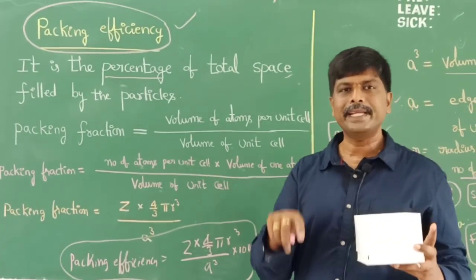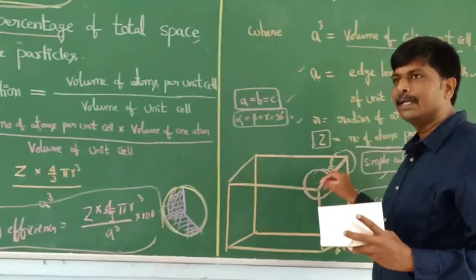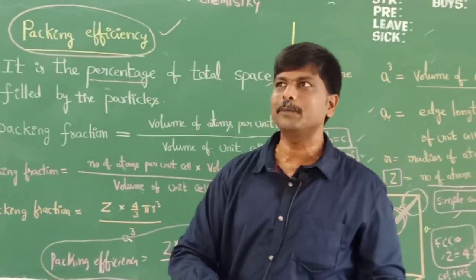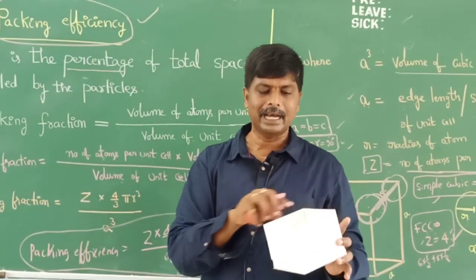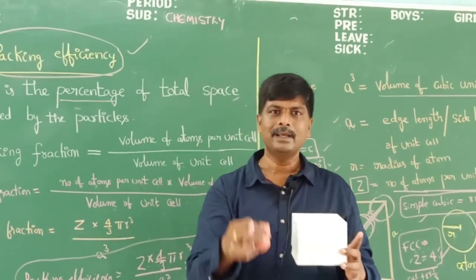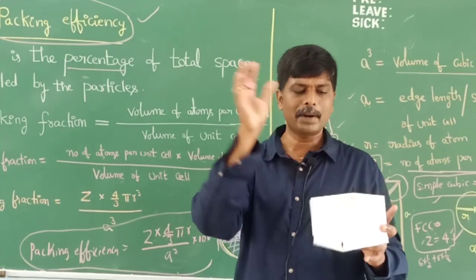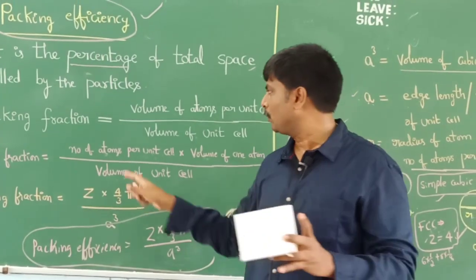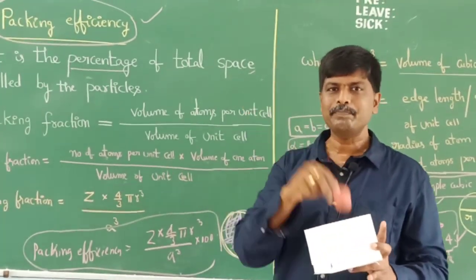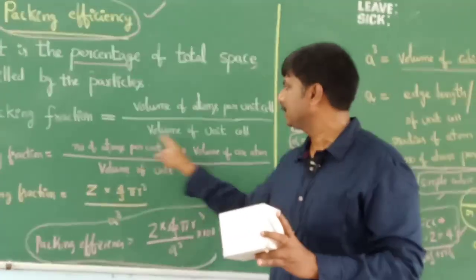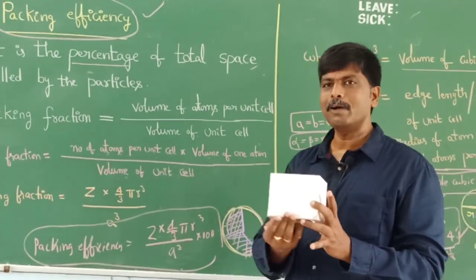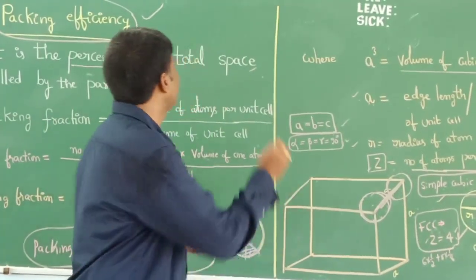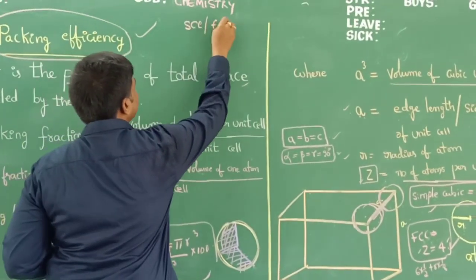How to calculate the packing efficiency of body-centered cubic? In the body-centered cubic unit cell, the total number of particles is 2. One contribution is from the corners, 8 corners, 8 into 1 by 8, plus 1 at the body center. So the total number of particles is 2, Z is equal to 2, into the volume of each atom. That means the volume occupied by the atoms by the volume of the unit cell into 100.